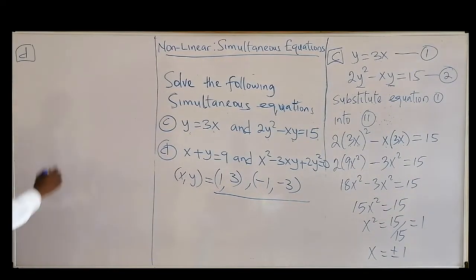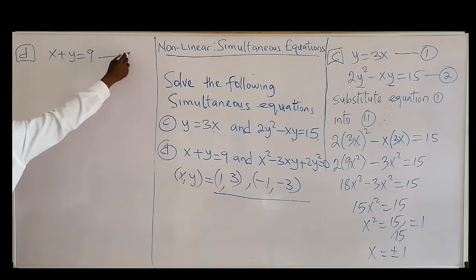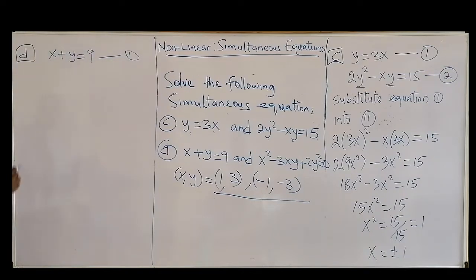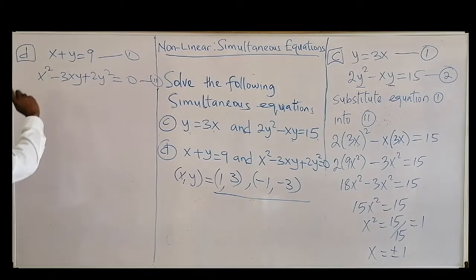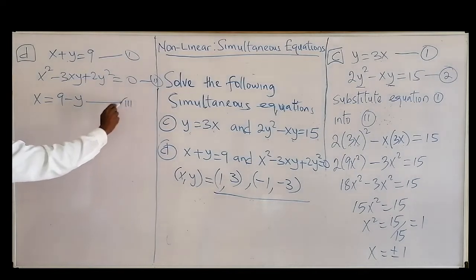This one. We have x plus y equal to 9. Call that one equation 1. Then we also have x squared minus 3xy plus 2y squared equal to 0. Okay, so these are the equations we are given. So what we do, let's make x the subject on equation 1. So x is equal to 9 minus y. Call that one equation 3.